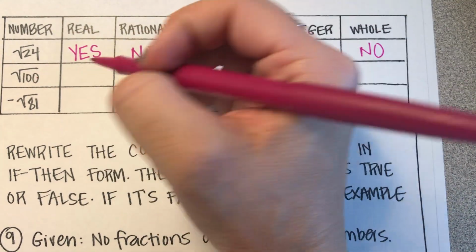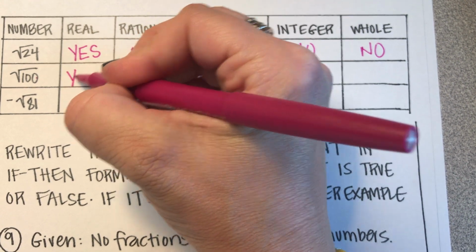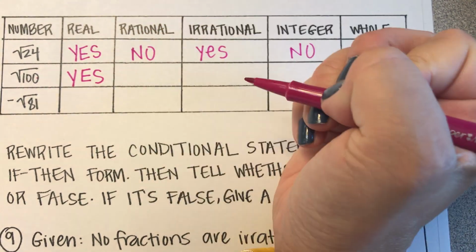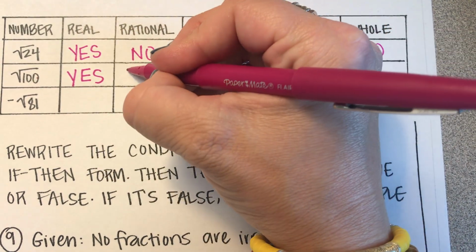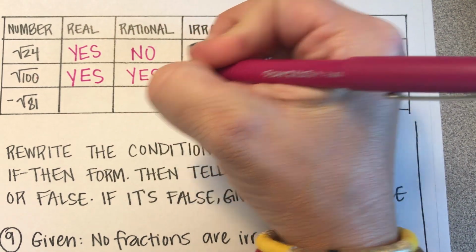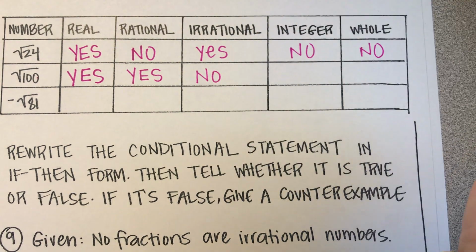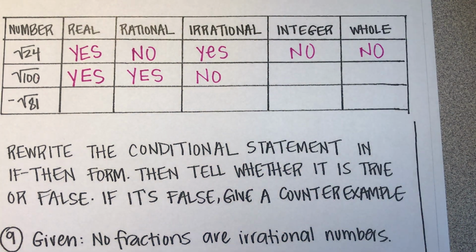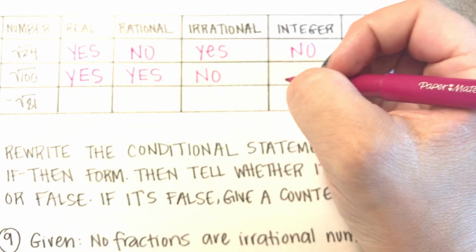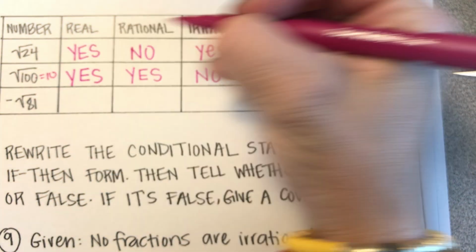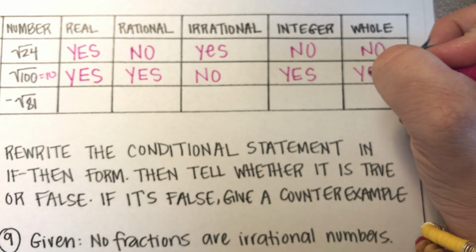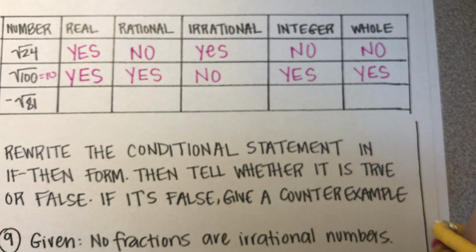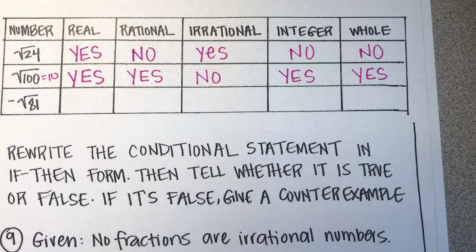Okay, the square root of 100, is it real? Yes. Is it rational? 100%. I know the square root of 100 is 10. It is a rational number. Therefore, it is not irrational. Is it an integer? Yeah, it's 10, right? 10 is an integer. Is it a whole number? It is, because it is a counting number.